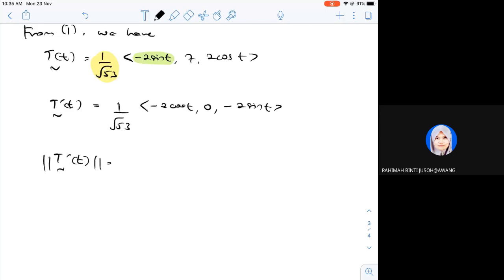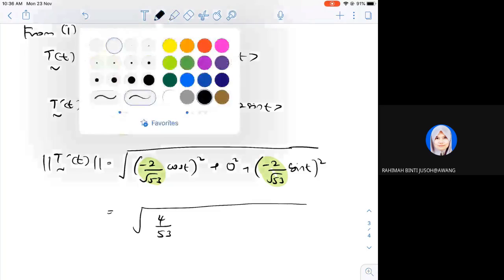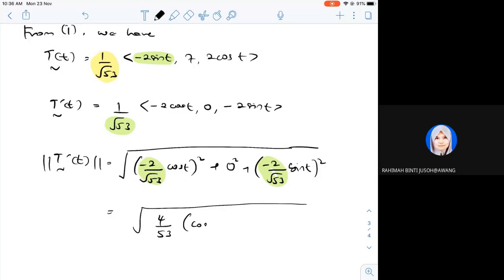So square root of, what happens here, guys? We know that this constant belongs to all of this, so we need to multiply. Negative 2 over square root 53 cos t, squared, plus 0 squared, plus negative 2 over square root 53 sin t, squared. So you will have negative 2 squared is 4, square root 53 squared is 53. And then we have cos squared and sin squared. If you notice, the coefficients are the same, so we can straight away multiply by cos squared t plus sin squared t. Understand these steps?